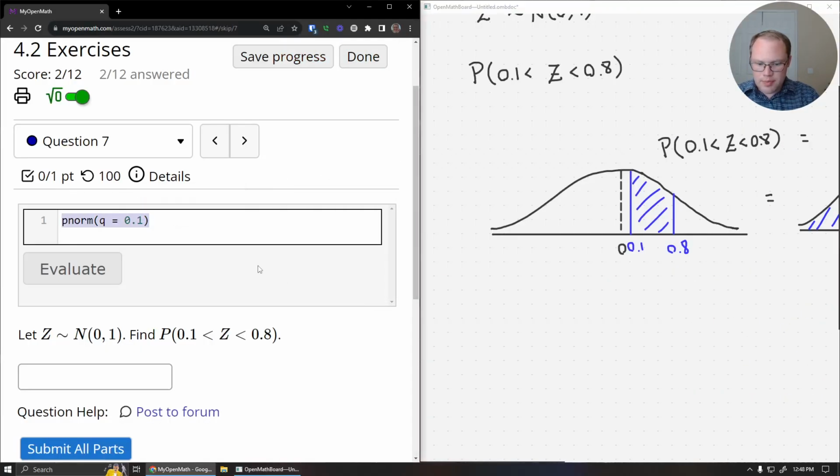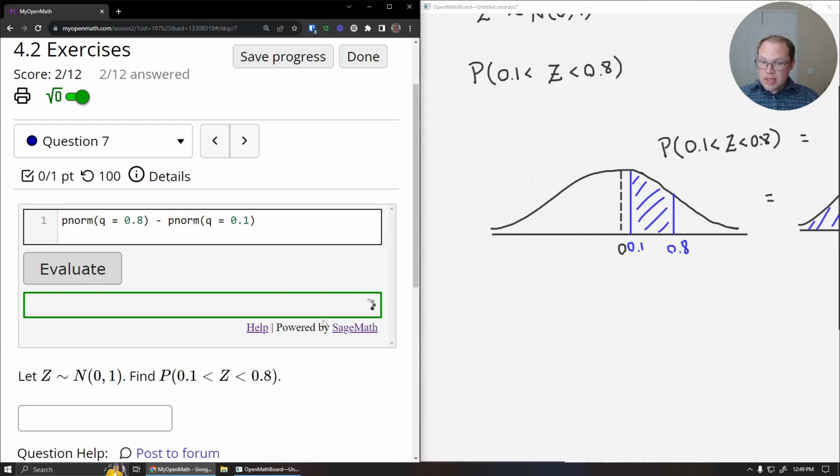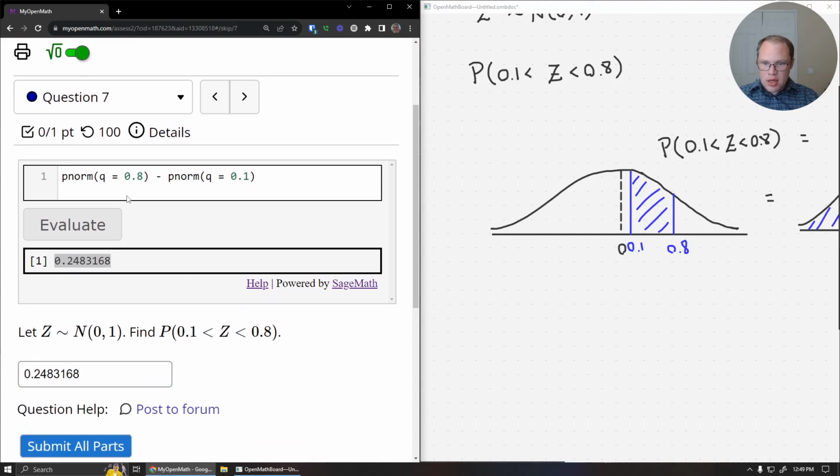So what would that look like here? P norm q equals 0.8. That's the probability to the left of the larger of the two values. Minus, and now take out what I don't want, which is anything to the left of the smaller. P norm q equals 0.1. I only want to stay in between those. So I want everything to the left of here, but not what's to the left of here. So that's why I subtract this away. And that's going to give me the probability in between those two values. And so I can calculate any kind of probability I want using this p-norm function, which only gives me the probability to the left of the value we input.